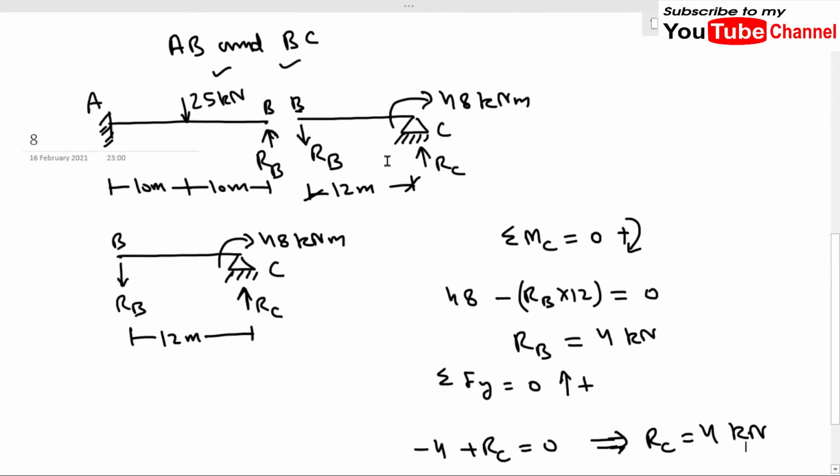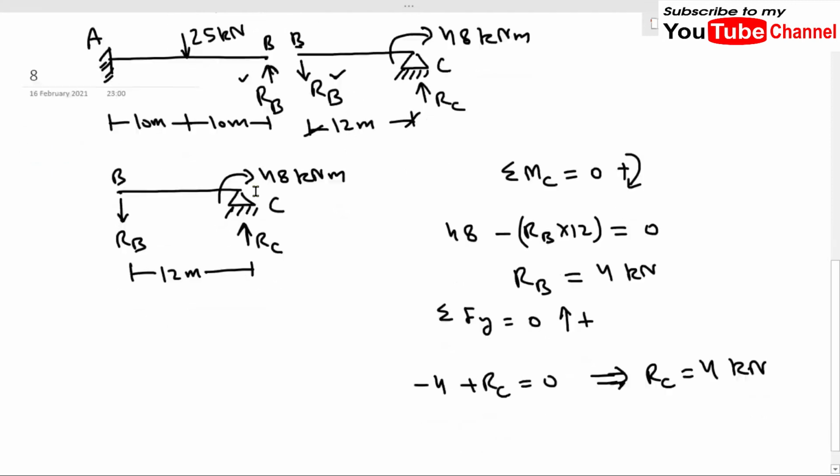Now we will take the portion AB and we will find out the other values. Okay, or we don't have any need for finding other values because this RB will be equal to this RB for the equilibrium, and these RB and RC are sufficient to draw the bending moment diagram of this particular beam. Okay, so let us see how we will draw the bending moment diagram.